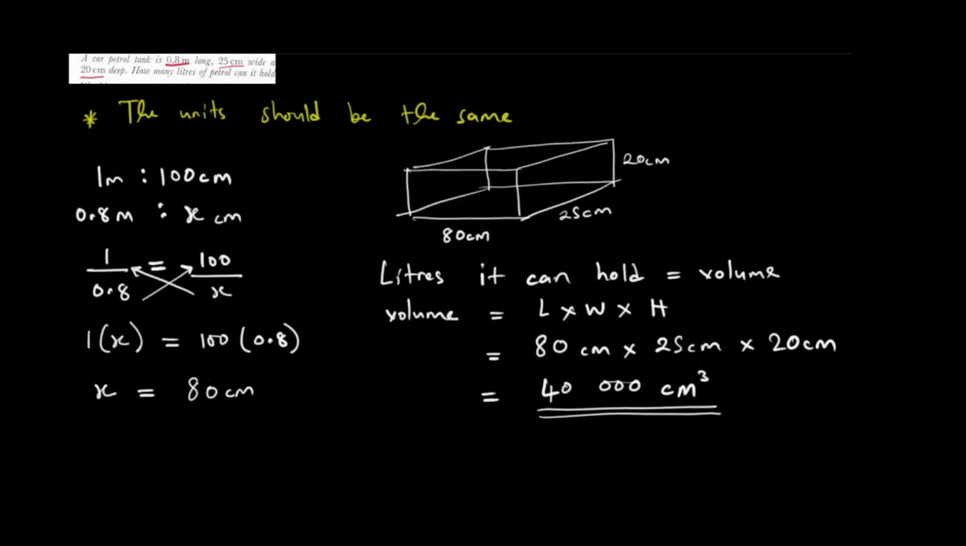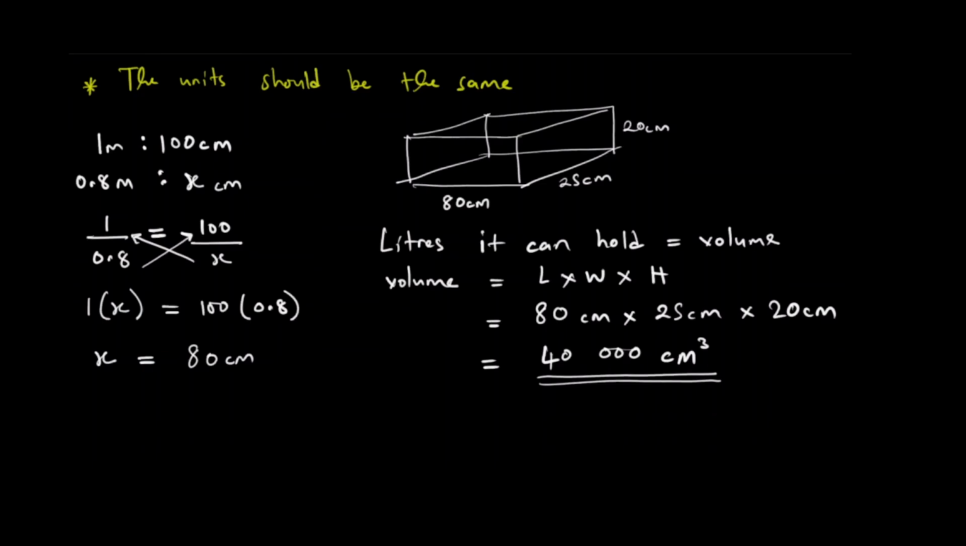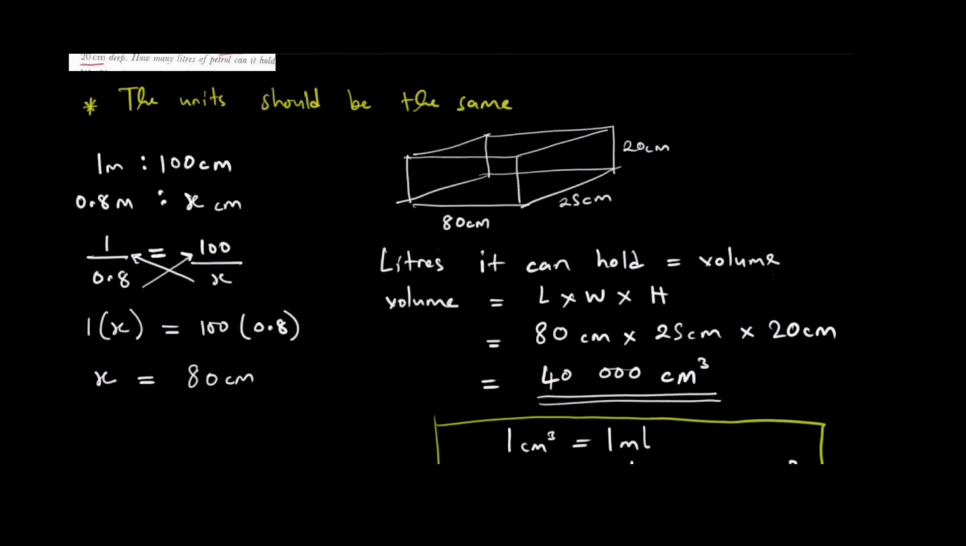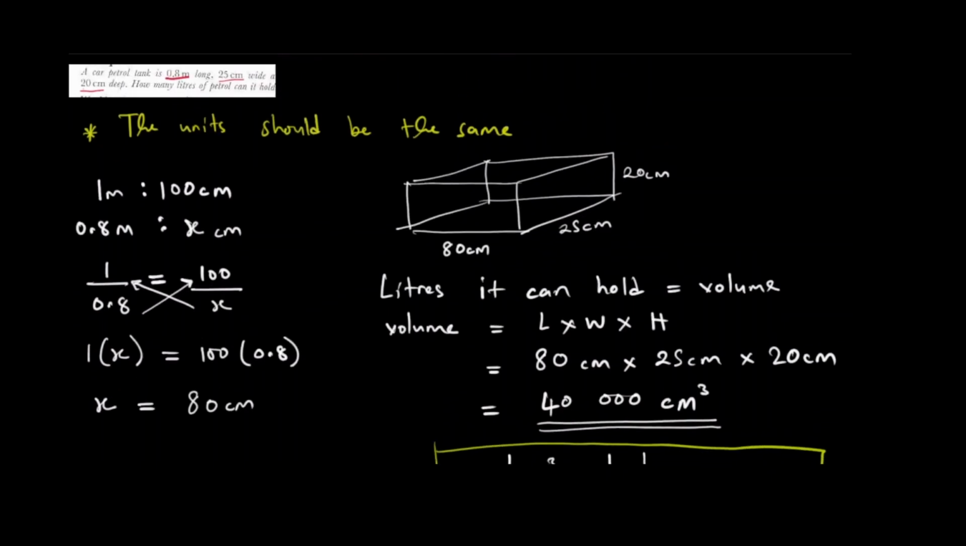Let me give you information you may have missed. You have to know that 1 cubic centimeter is equal to 1 milliliter. So since we have 1000 milliliters in 1 liter, it means we have 1000 cubic centimeters in a liter. That makes 40,000 cubic centimeters equal to 40 liters. So this is the first question. The highlight is to make sure your units are the same, then interpret the question and solve it. Let us go to the second practice question.